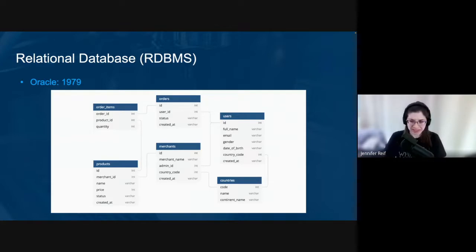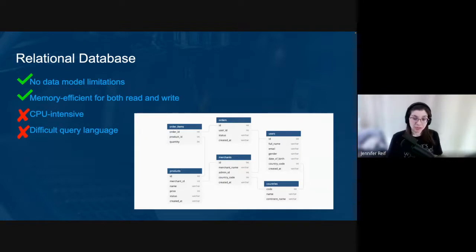Probably the most common one people think of is relational databases. This started back with Oracle in 1979, or at least Oracle was the one that made this a big hit. You have data organized into tables and fields, or rows and columns, and then join operations or connections between them where you query across the tables. The tables are linked via some kind of key structure or indexing structure. The nice thing about this, compared to what came before it, is there weren't data model limitations. It was memory efficient for both read and write, whereas previous data stores compromised one or the other. However, on the downside, it was very CPU intensive and had a difficult query language.